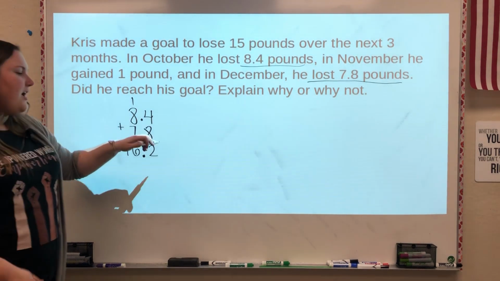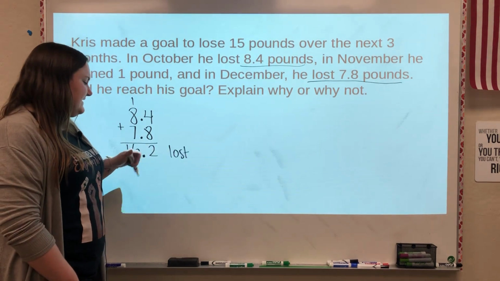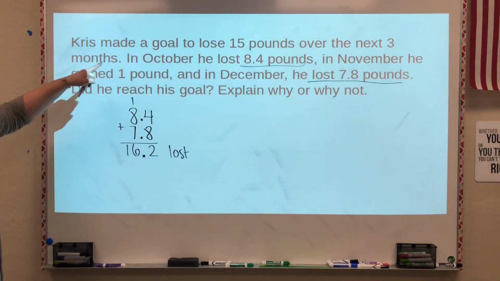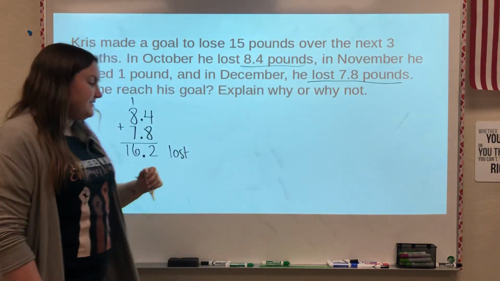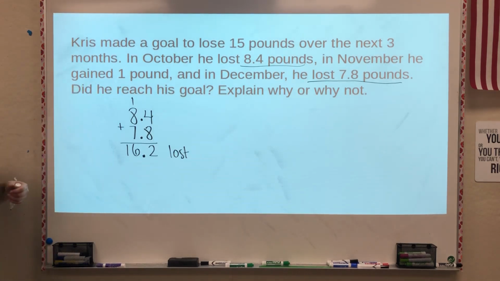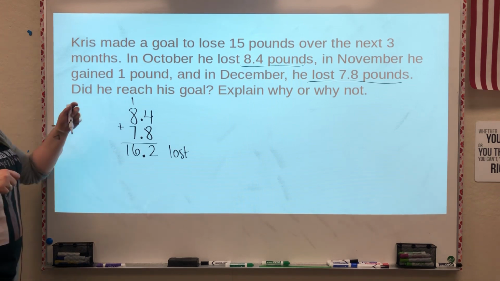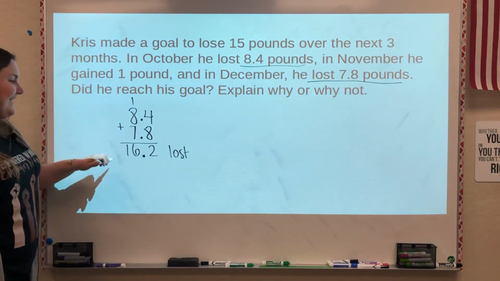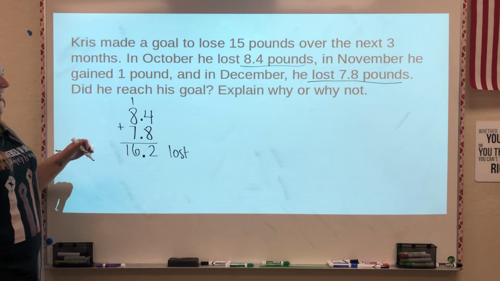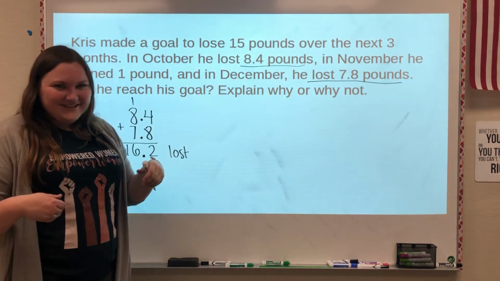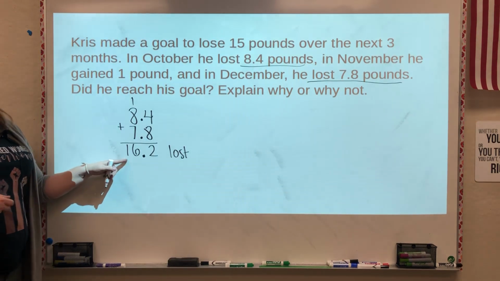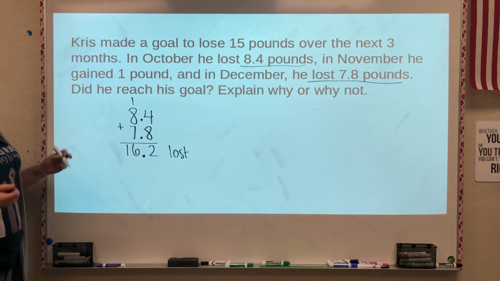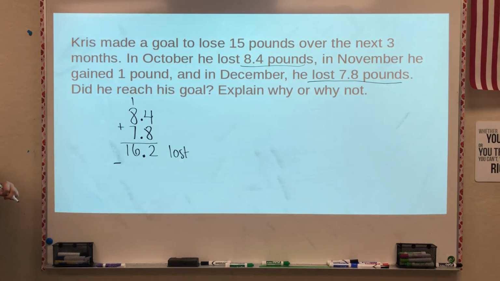What did I just figure out? Well, I figured out he lost 16.2 pounds. Now I have to go back to November because he's trying to lose a total of 13 pounds over these 3 months, but he gained 1 pound there. When I go to show that he gains a pound, that's weight he put on, so I'm going to be adding it back. It's weight he gained, so he's adding it back on to his total weight, or you can think of it as he's subtracting it from the weight he lost. So I want to take away 1 pound.